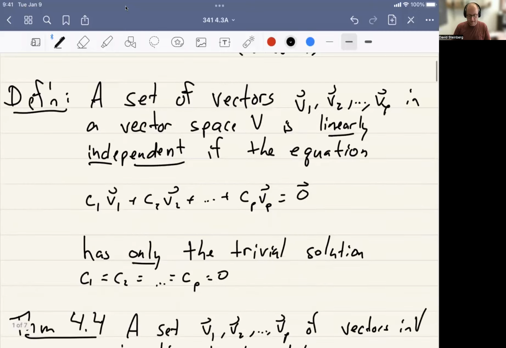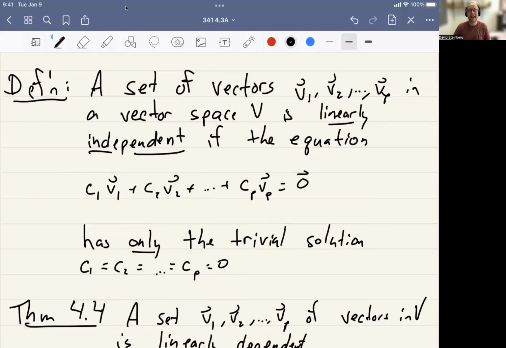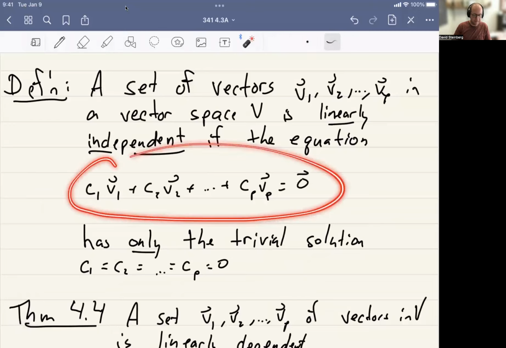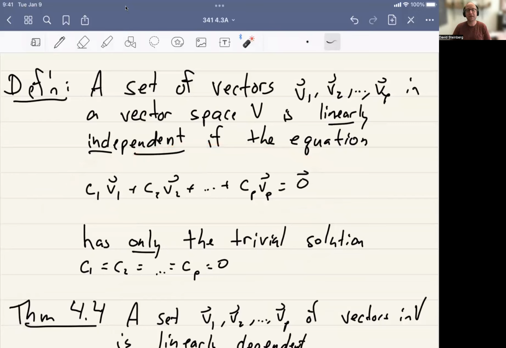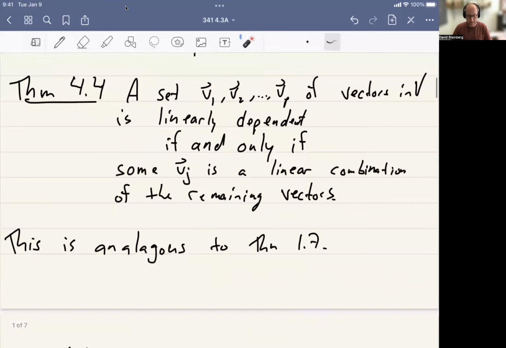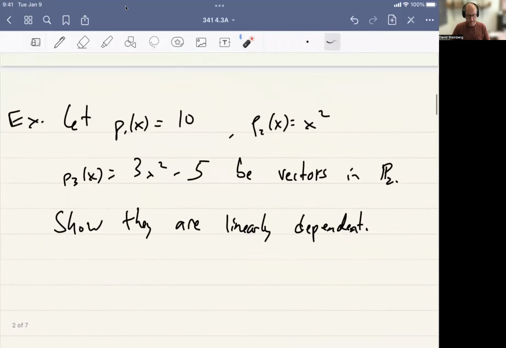So as before, a set of vectors v1, v2 up through vp in a vector space V is linearly independent if this equation, c1 v1 plus c2 v2 up through cp vp is equal to 0, has only the trivial solution where all of the scalars are equal to 0. The only thing that's changed here is that we're looking at vectors in a vector space V now instead of Rn. And we have this analogous theorem from theorem 1.7 that says a set of vectors in a vector space V is linearly dependent exactly when one of them, some Vj, is a linear combination of the others. Okay, so let's do a quick example here.